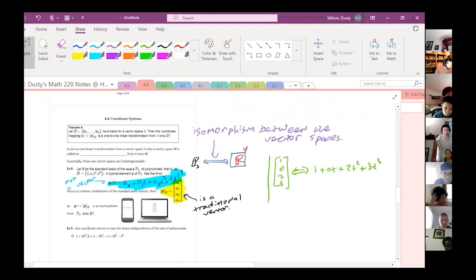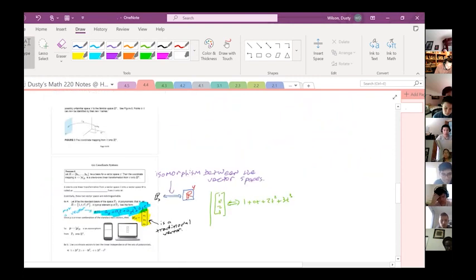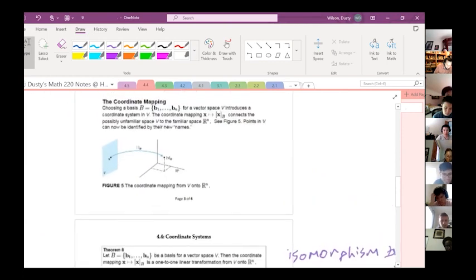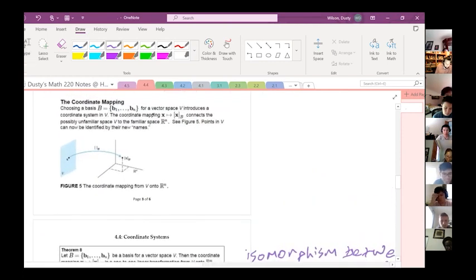So let me go back to where we left off. Okay, so choosing a basis for a vector space V introduces a coordinate system in V. This would be like saying on the left, you might have the world of P3, and on the right, you might have the example of R4. And so we can have this new name for a polynomial or whatever, but now it's going to be with respect to a more traditional vector.